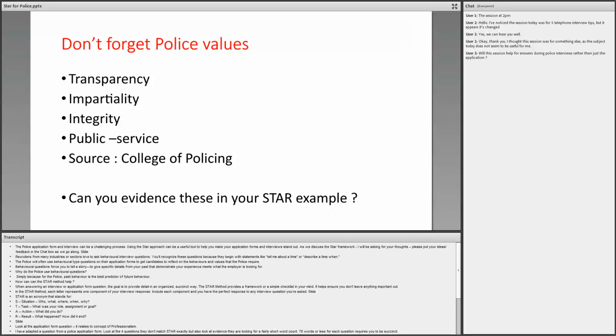It really helps on your application form or interview to make sure, or to try if you can, to see how your STAR example fits in to these values. Could your example show that you've acted with integrity or honesty? Not every STAR example would reflect your values, but if you can, try and always link it to the values for whatever employer you're looking for.